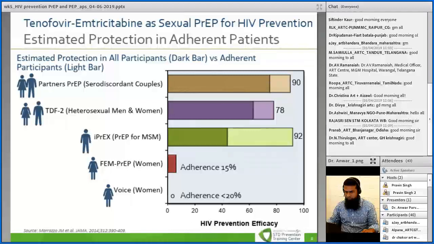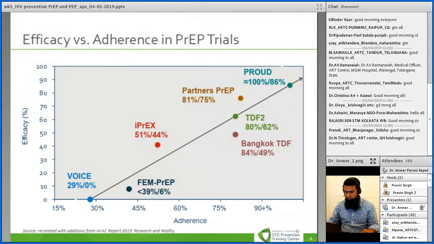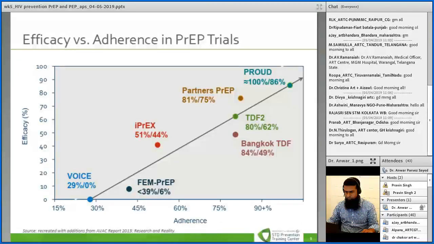But in good or adherent patients, this was the scenario: 90%, 78%, and 92%. And obviously in women, adherence was not good. So it's very clear that if adherence is good, the efficacy of pre-exposure prophylaxis is better. That's how Dr. Brian explained it with the help of this graph, efficacy versus adherence. These are different studies with different success rates. In the PROUD study, you can see 100% or 86% protection.